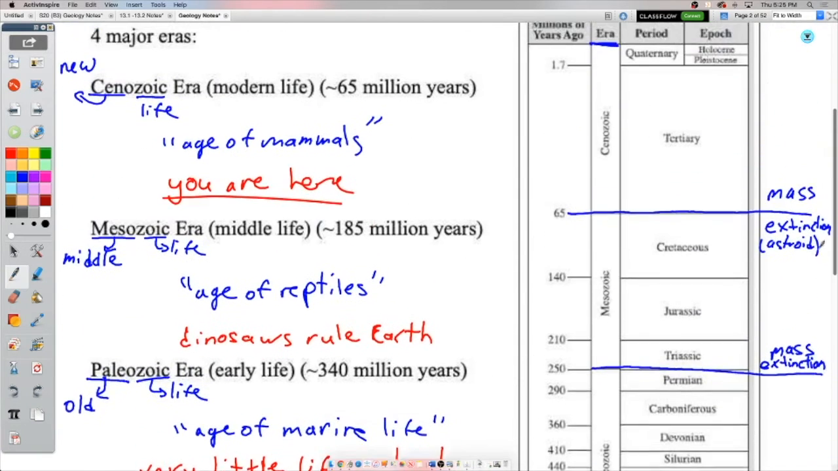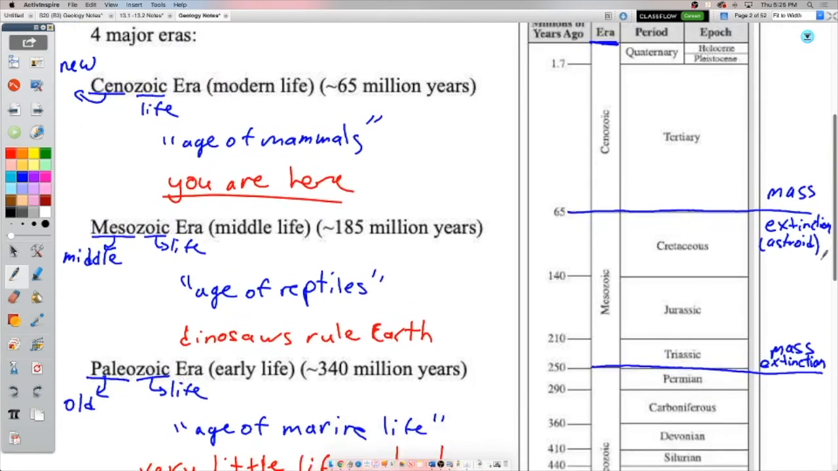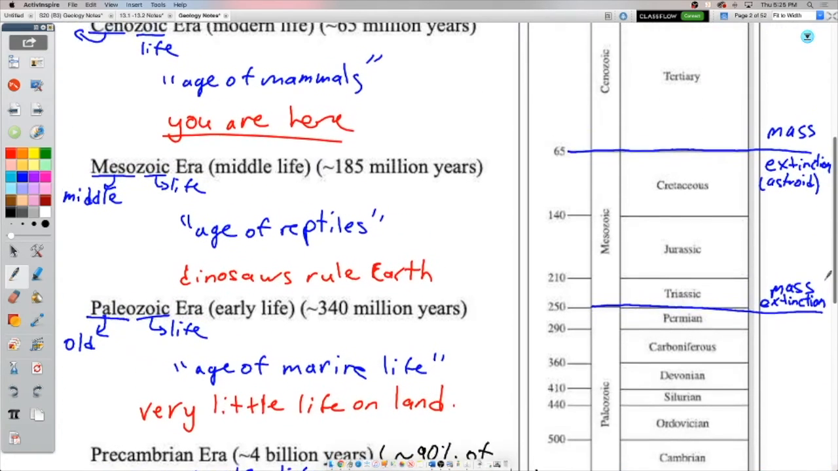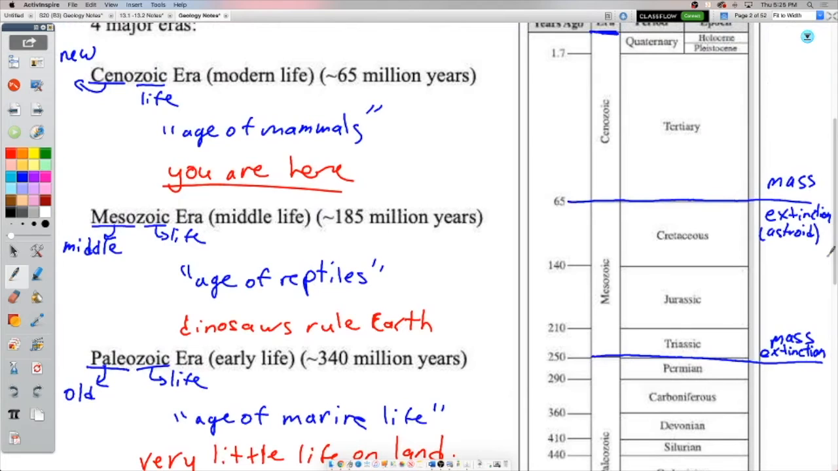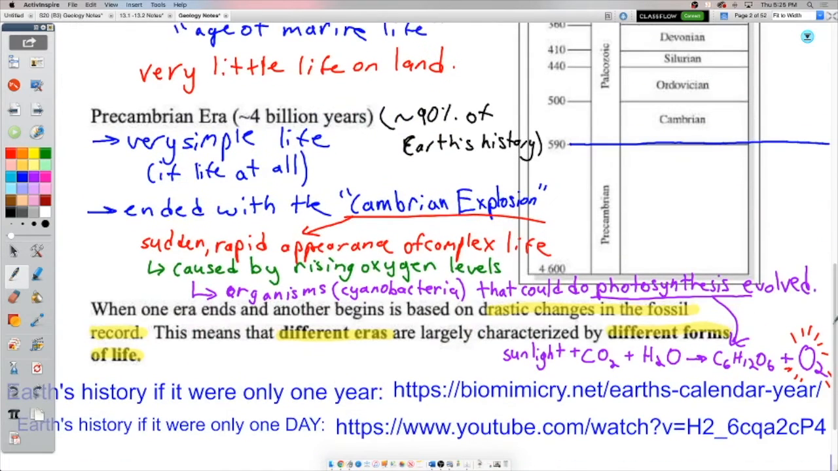It can be hard to appreciate the time scales here, because what's a million years? Well, that's already way bigger than we can think about, let alone 65 million years, let alone 185 million years, let alone 4 billion years. It's hard to appreciate how truly long these times are.